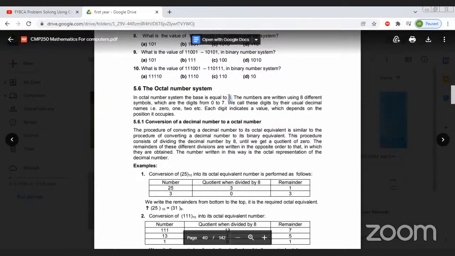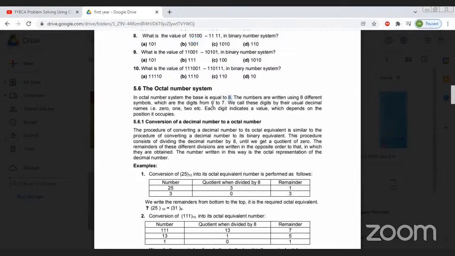And when it comes to 8, it will start from 0 to 7. Because from 1 to 7 there were 7 digits, but we have included 0 also in our octal number system. So there are 8 digits in total.